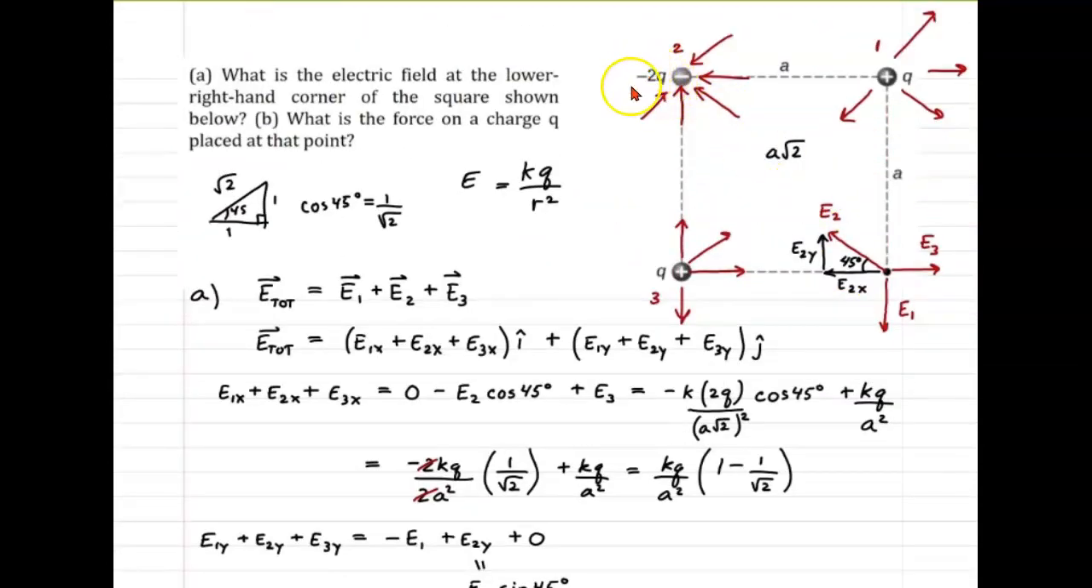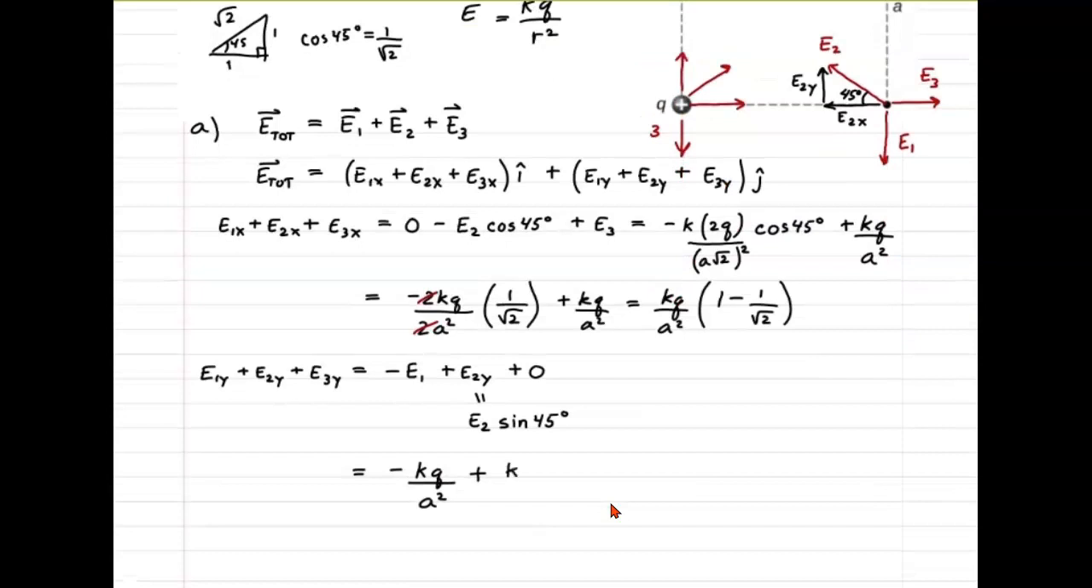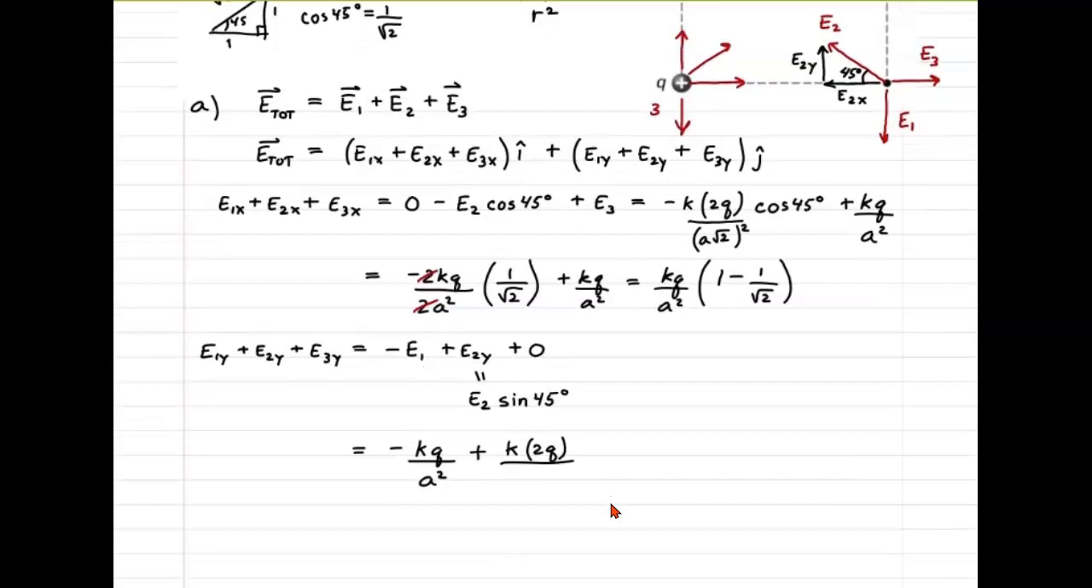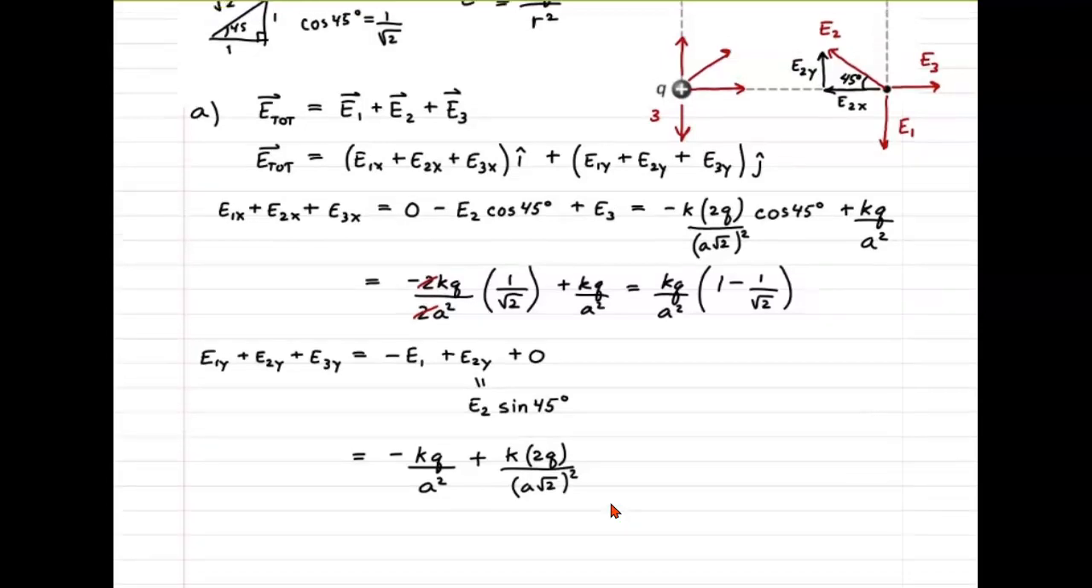E2 is negative 2Q, but we don't want to count this as a negative anymore. We already took into account the minus sign from these directions. So it's just positive 2Q. Okay, positive 2Q over the distance from E2 to that point, which again is going to be root 2 a, and then we square that, times sine 45 degrees.